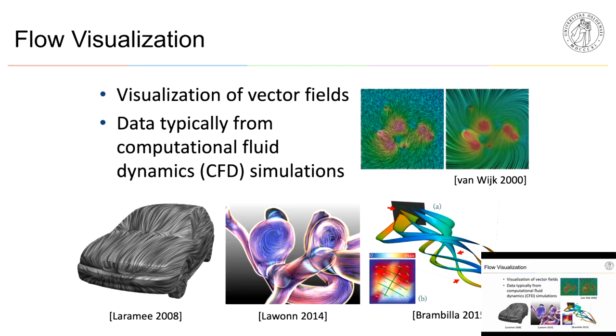Flow visualization is also in the 3D space. So here we are visualizing vector fields, which are basically arrows in 3D, discretely placed in 3D. And each arrow says something about the strength and direction of flow at some given point in time. And this data is typically from simulations, but it can also be recorded from reality.